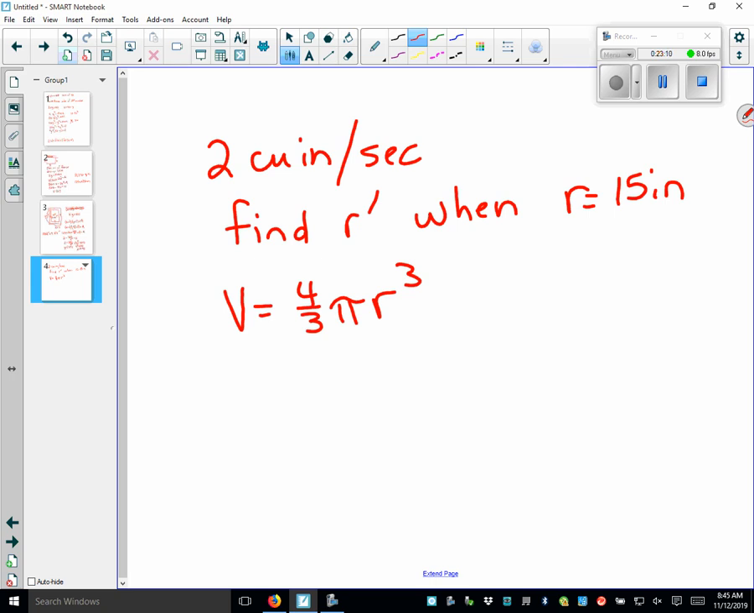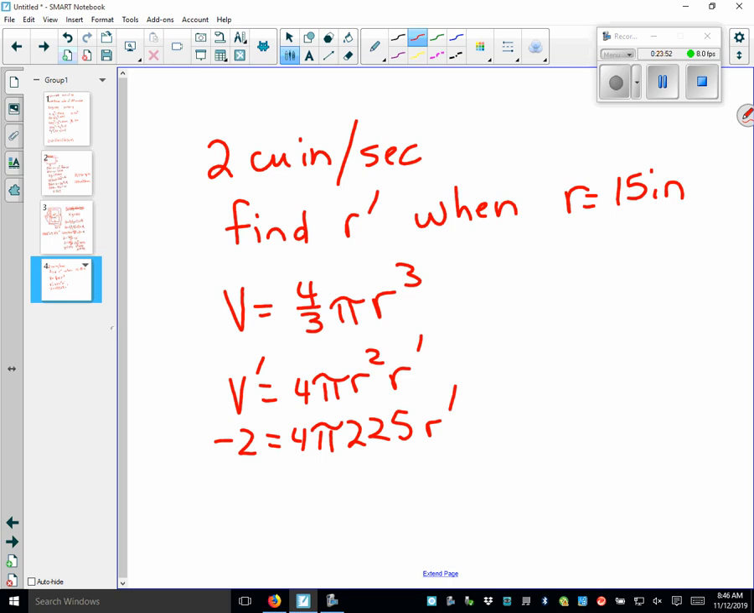Now, how am I going to solve this? What's the derivative of this? V prime is 4 pi r squared r prime. Don't forget the r prime because it is changing. Can I put in what I know? V prime is negative 2. Negative 2 equals 4 pi times 225 times R prime.